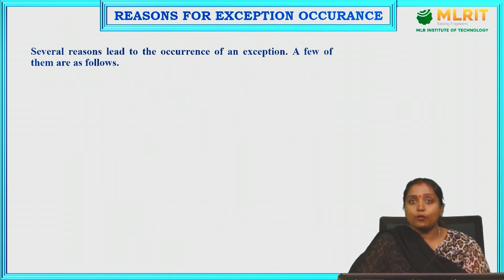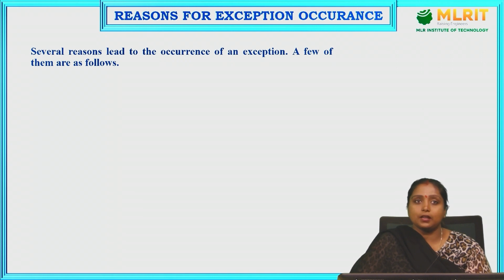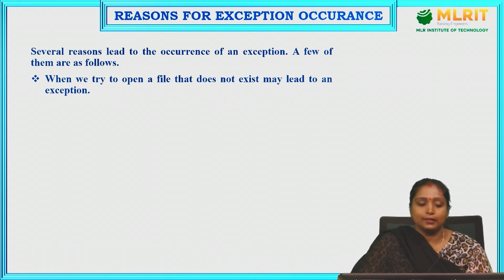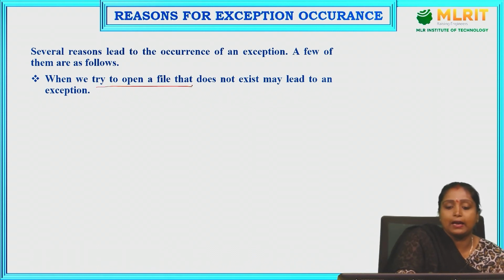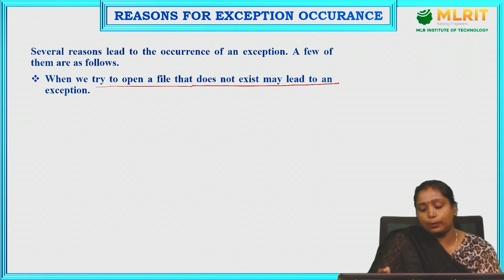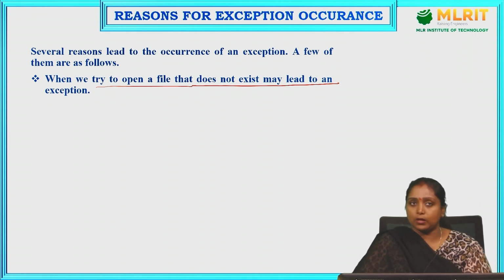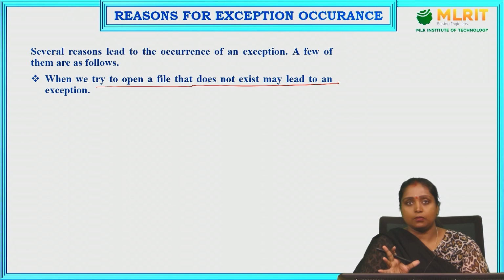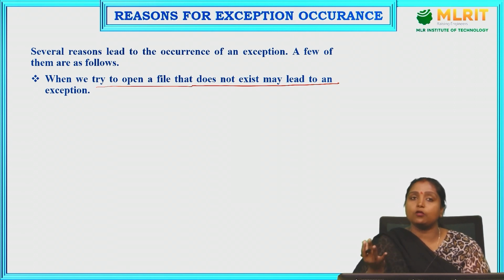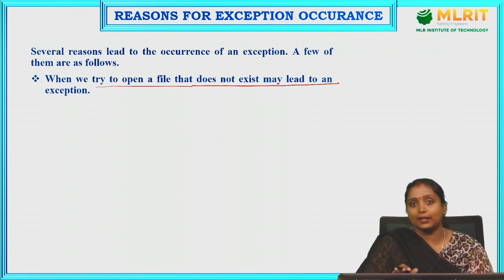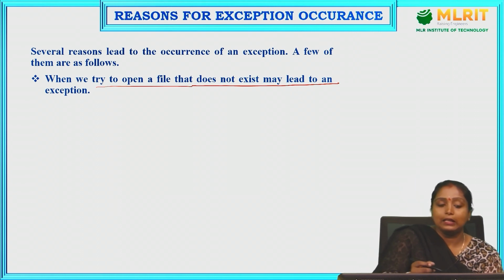Next, what are the reasons for exception occurrences? There are several reasons that lead to the occurrence of exceptions. Few of them are these. When you are trying to open a file that does not exist, it may lead to an exception. I am writing a program in which I have given some path. The path is correct, so it just takes the path. During compilation, it won't know whether the file is there or not, isn't it? So only at runtime, if you are trying to open a file which does not exist, the exception occurs.